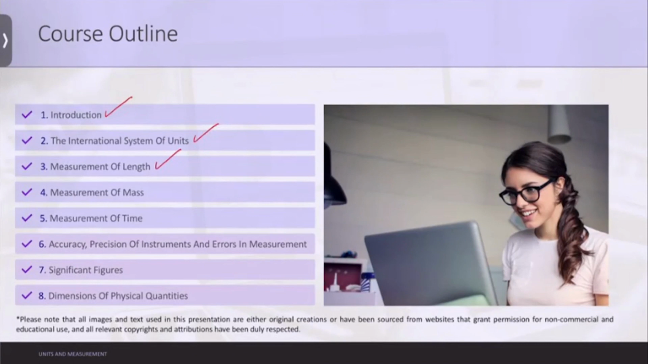Okay. The next was measurement of mass, in which we understood the SI unit. The SI unit is kg, and one thing more which we understood was the atomic mass unit, which is denoted by u. Next was the measurement of time. The next was accuracy, precision of instruments and error in instruments. This was explained in the last lecture only. So this covered three different concepts.